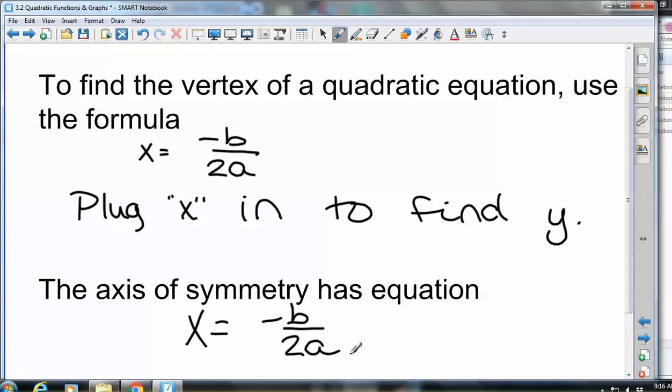But I am going to be very picky. The axis of symmetry, it is a line, so you have to give me the equation of a line. So you have to put x equals. If you just say the axis of symmetry is 2, I'm going to take off a point because it's not a single number, it is a full line.